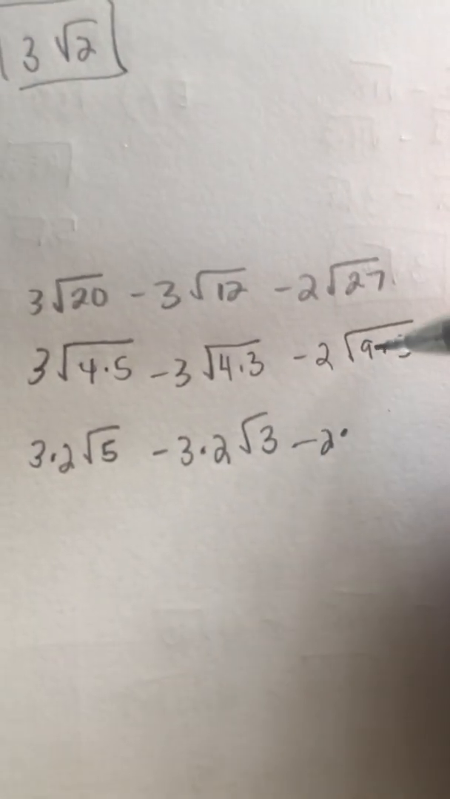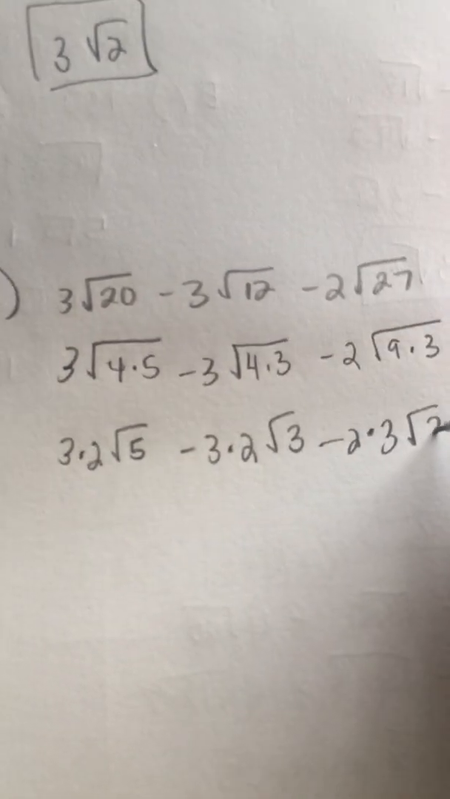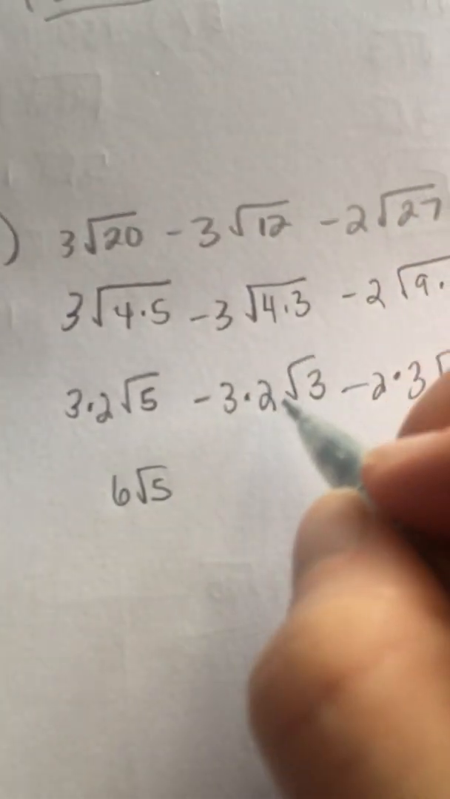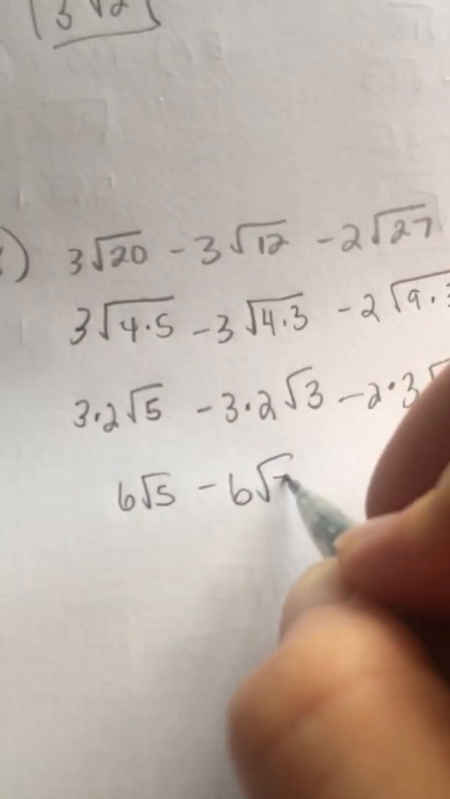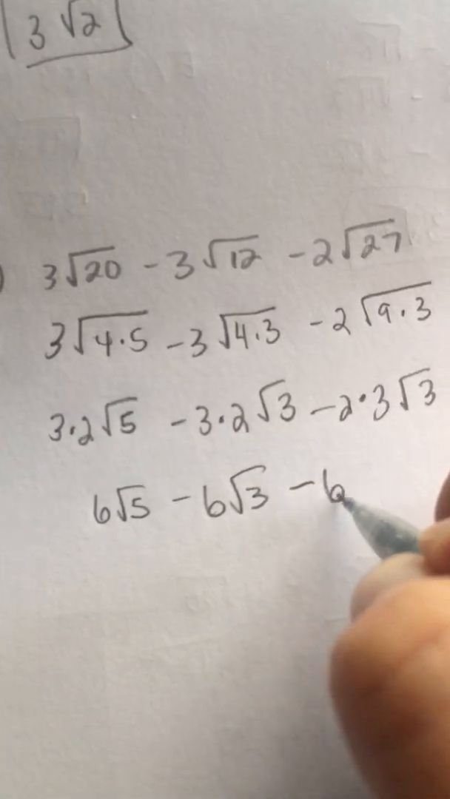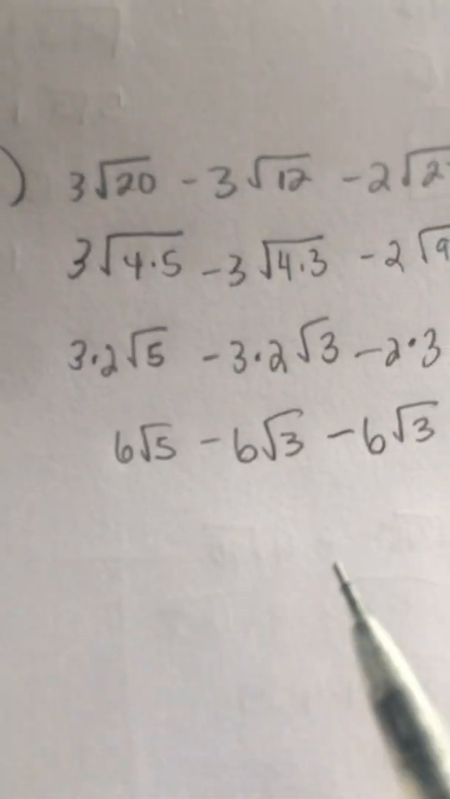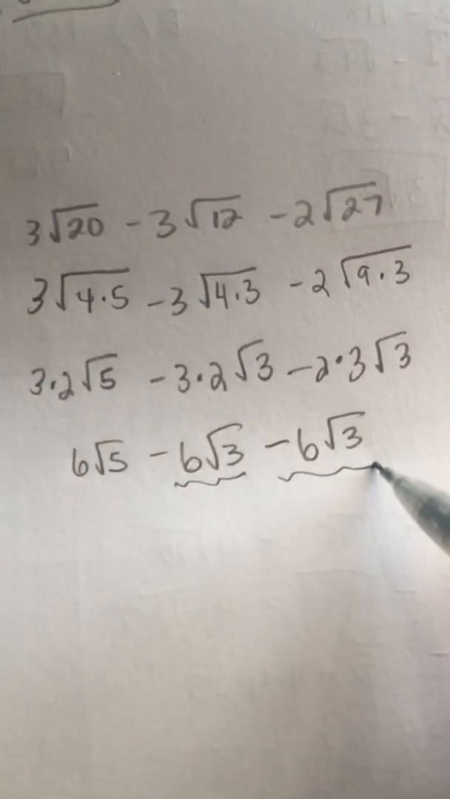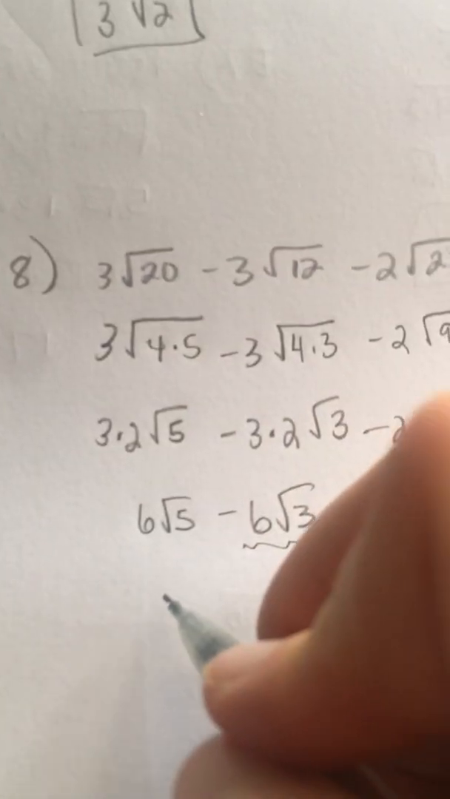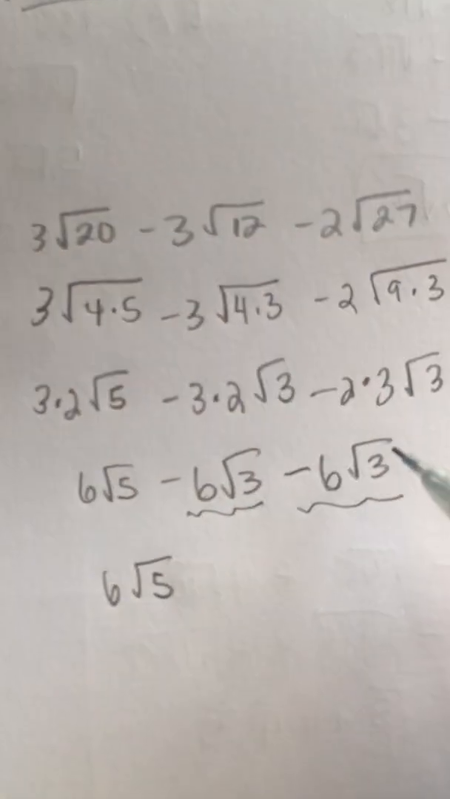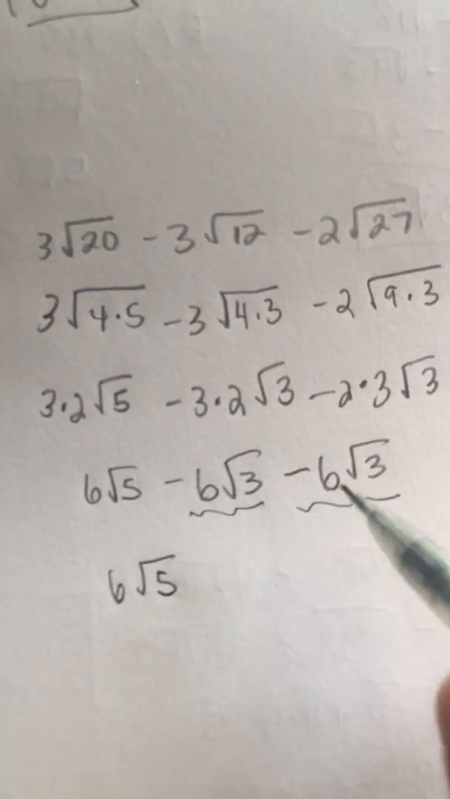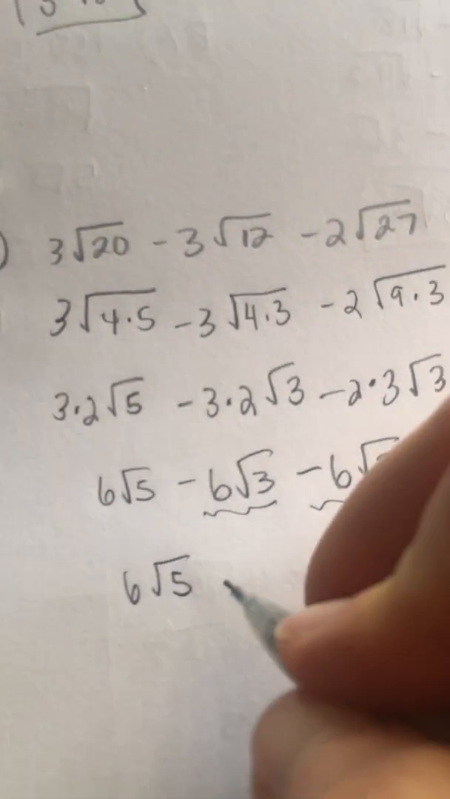Negative 2 comes down. This comes out as 3. And then I have a root 3. So I get 6 root 5 minus 6 root 3 minus 6 root 3. Well, I recognize that these are the only ones that are like. This one is not. So the 6 root 5 is just going to come down. These both have the root 3, so I'm going to take the negative 6 and add it with a negative 6 to get a negative 12 root 3.